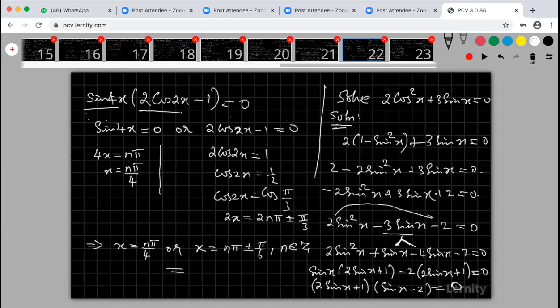This is 2 into 2. What is the answer? 2 into 2 minus 4. Factorize. Okay, so 1 into 4, it is 4. But 1 into minus 4, it is minus 4. If you add these two, I will get minus 3. If you multiply these two, I will get minus 4. Based on this, I am writing 1 sin x minus 4 sin x. Are you okay?